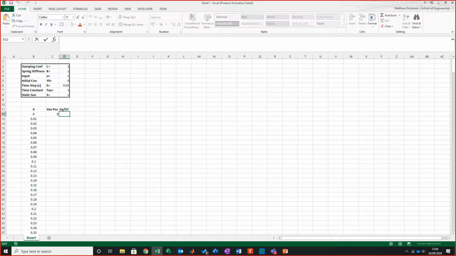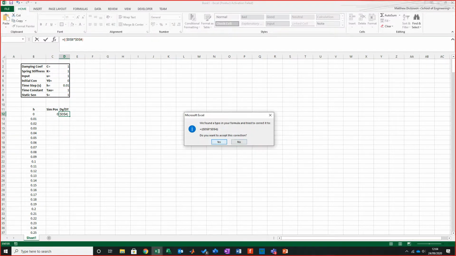So what I'm going to do is go equals, open the argument. I'm going to say static sensitivity. Now, static sensitivity, the gain of the actual system, is not going to change, so I'm going to say F4, multiplied by the input, which in our case is U. Again, that is not going to change, so I'm going to say F4, and close the argument, because remember the equation. Yeah, that's fine.